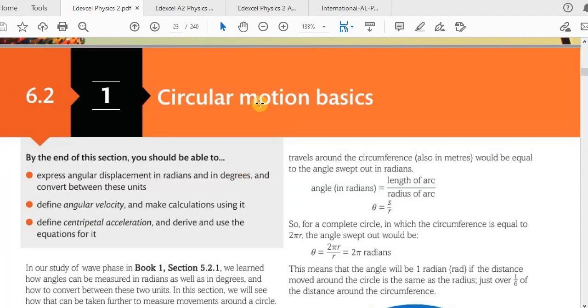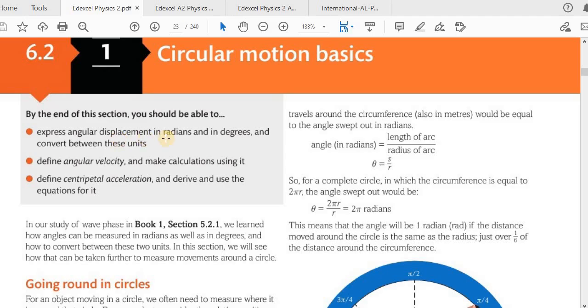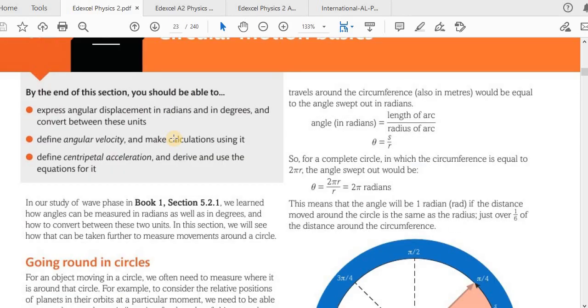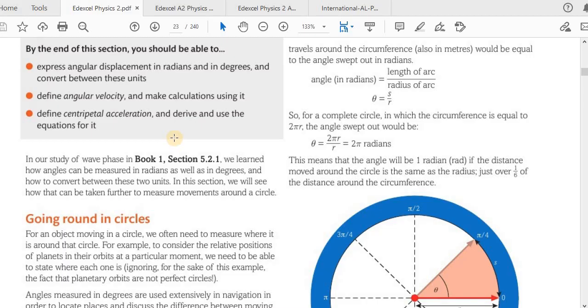Anyway, we'll go through this book, but for that I'm using a separate book, which is the Cambridge A-level textbook. Alright, so circular motion basics. Now this is what we will be learning in this chapter. By the end of this section, you should be able to express angular displacement in radians and in degrees. Now you see, this is a displacement, but this displacement is not measured in a unit of length. It is measured in a unit of angle. Okay, so actually it is how much angle an object that is moving in a circular path covers.